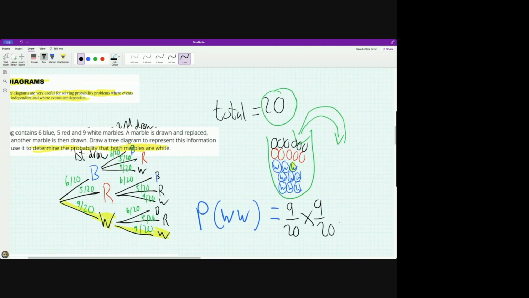And so the chance of getting white and then white again, given these conditions, is 81 out of 400, which in decimal land, 81 divided by 400, that would be 20.25% chance. So there's a 20.25% chance that you will get white and then white again.